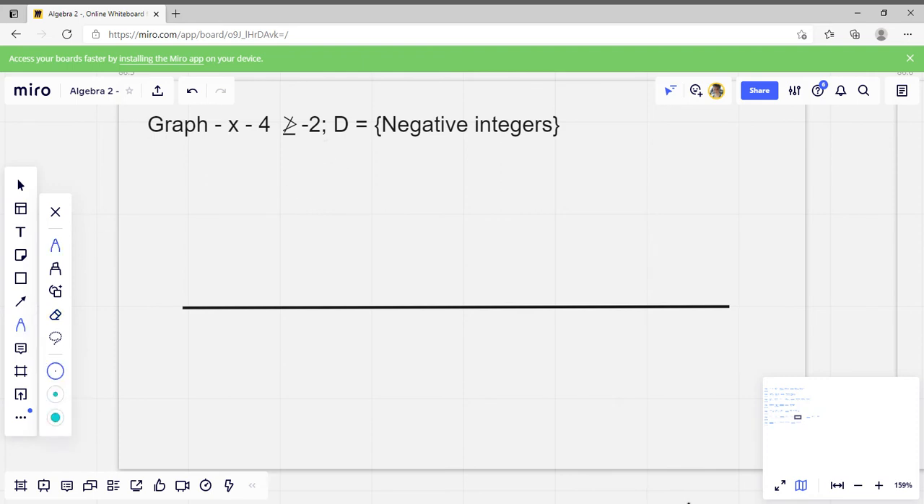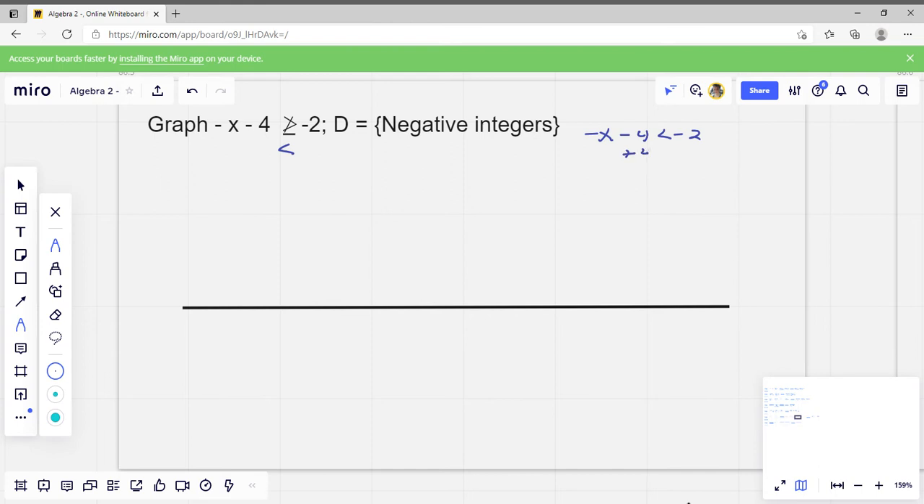Okay, graph negative x minus 4. Did I do the same thing twice? Negative x minus 4. Okay, no I didn't. So I'm going to go ahead and change that. If it's not equal to and not greater than, it's just going to be lesser than. That's all that's left. So I've got negative x minus 4 is less than negative 2.